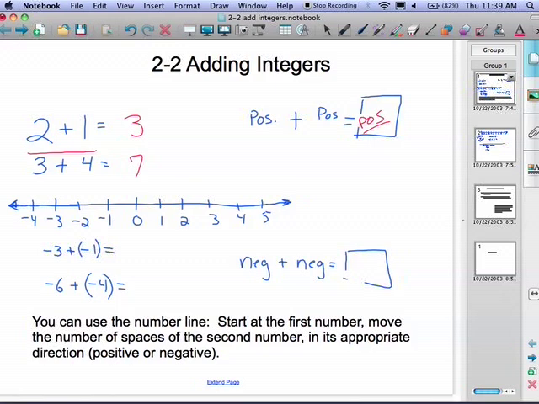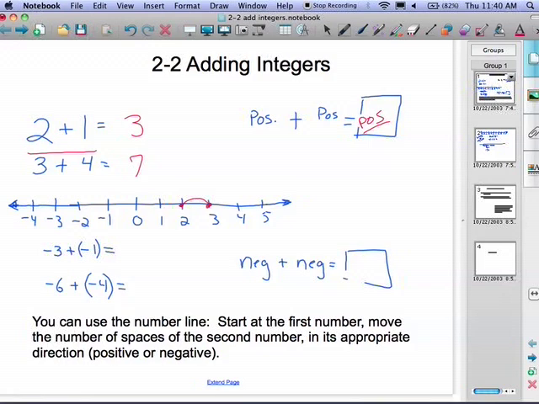At the bottom in black, you can use a number line. You're going to start with the first number, and we'll just use 2 plus 1 as an example to show how this works, just to review number line theory from way back when. Again, we start at the first number, which was 2. You're going to move the number of spaces of the second number. It happens to be positive 1. So we're going to move 1 unit in the positive direction. So 2 plus 1 gives us 3. So there's a number line. That's how to use the number line for rather simple numbers.